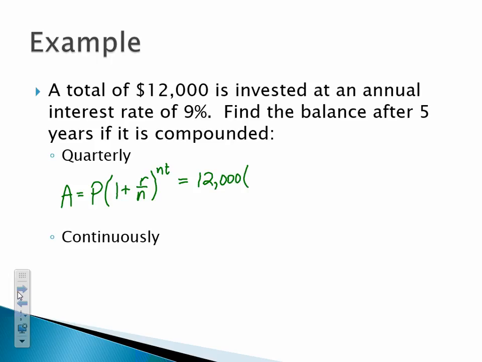All right. We're going to continue to fill in what we know about this problem. So our rate is 9%. Now, very important here, we want to represent our rate as a decimal. Okay. So our rate would be 0.09. And we're going to divide that by n, the number of times that it compounds per year, which is 4. And then we'll take this and raise it to the 4 times our time, which in this problem is 5.